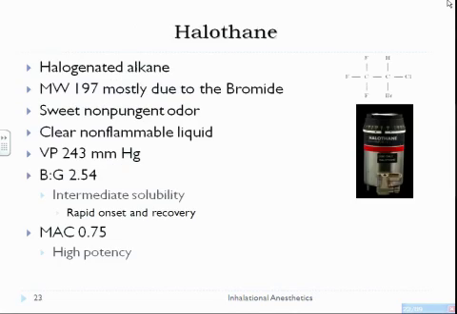Okay? Halothane was one of the first ones that was made. It's a halogenated alkane. It's got a molecular weight that's actually pretty high for the small little molecule that it is. The reason it's so heavy is because of the bromide. The bromide is very heavy in molecular weight. I think it's like 134. So bromide's pretty heavy. The good thing about halothane is it's sweet.